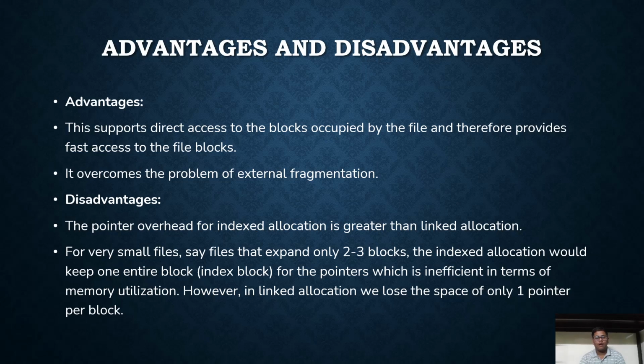For a very small file that spans only 2 to 3 blocks, the index allocation would keep one entire block for pointers, which is wasteful in terms of memory utilization. However, in linked allocation, we lose the space of only one pointer per block.